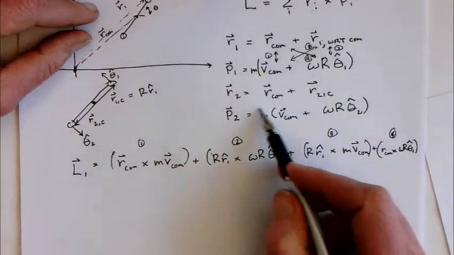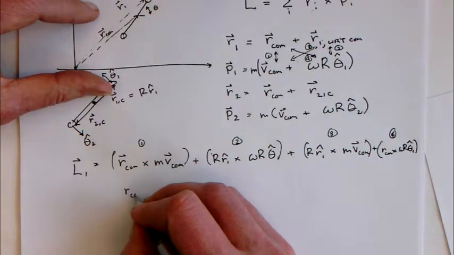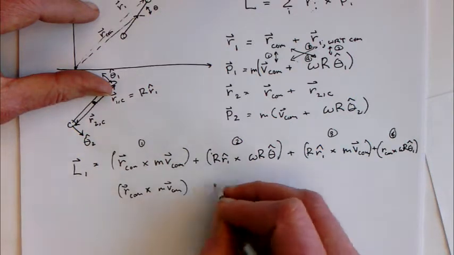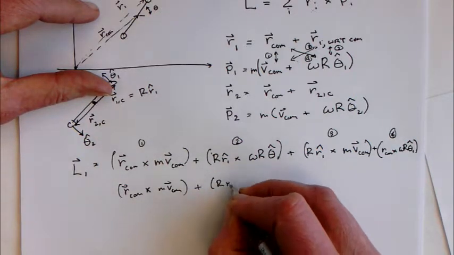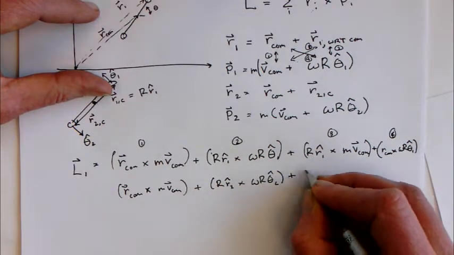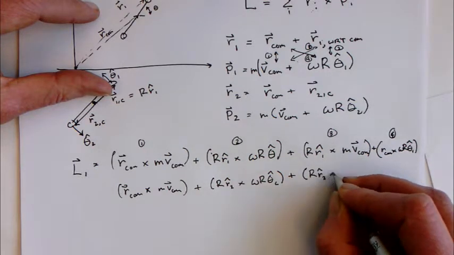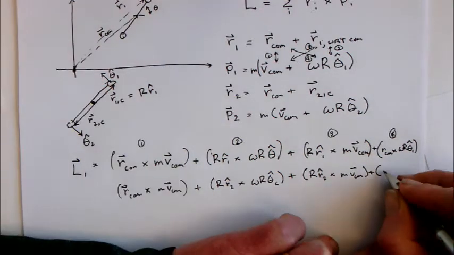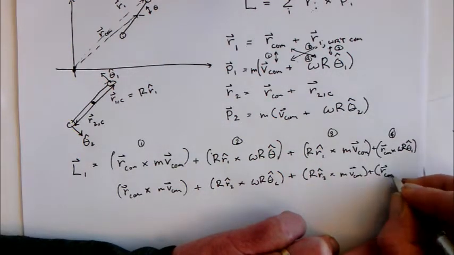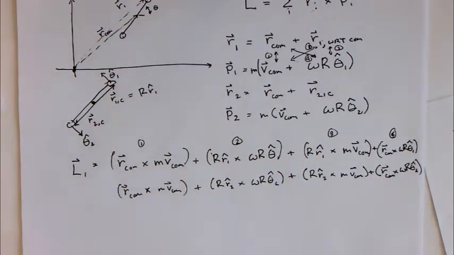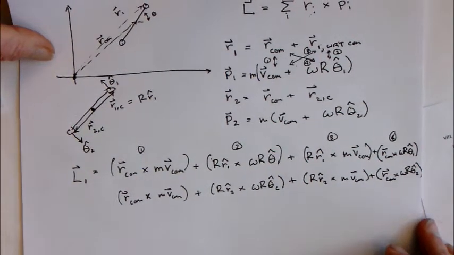I can do the same thing for this second set, so not surprisingly, the first one will look exactly the same. The second one will be r times r2 hat crossed with omega times r times theta 2 hat. The third will be r times r2 hat crossed with MVCOM. And the fourth will be the position vector of the center of mass crossed with omega times r times theta 2 hat. Okay. All right, so sorry for the algebra, but let's take a look at what it actually says.